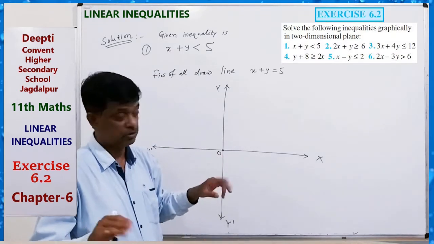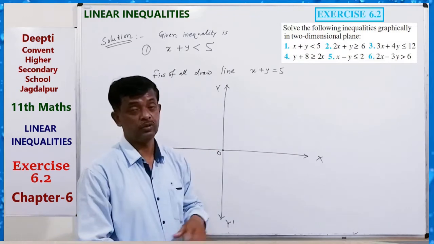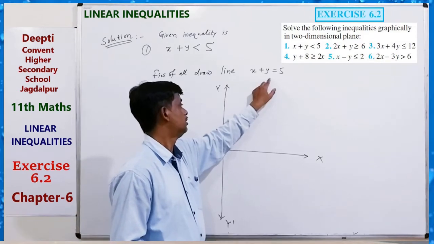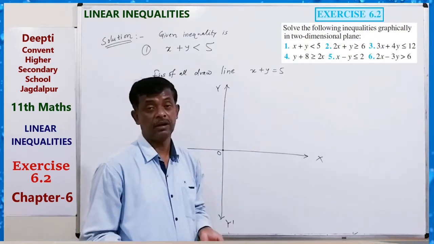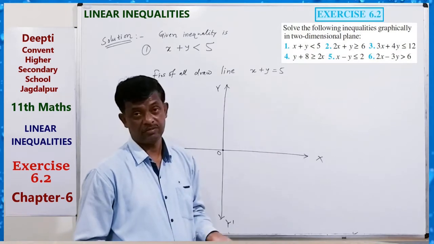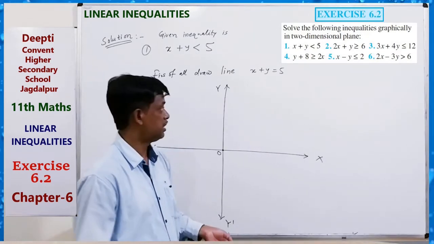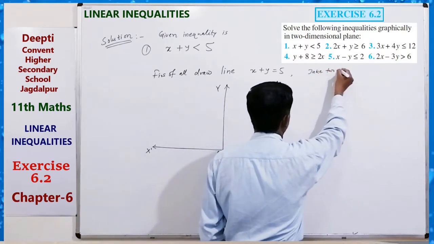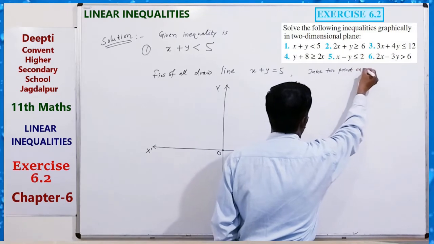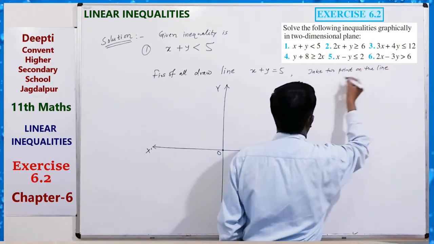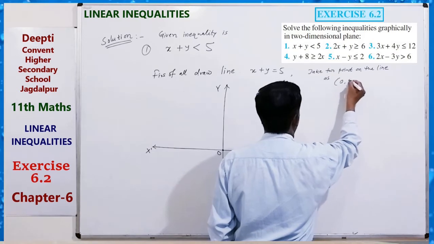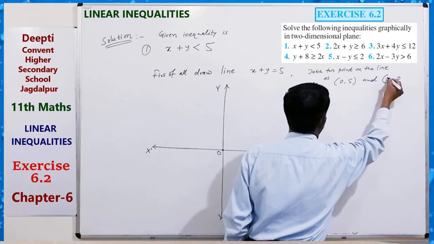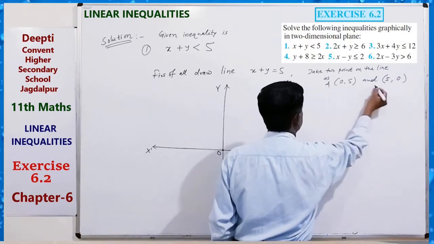So take two points. You can take any two points easily: 2, 3 and 3, 2, or also 0, 5 and 5, 0. So take two points on the line: x is 0, then y is 5, and y is 0, then x is 5. This is A, this is B.